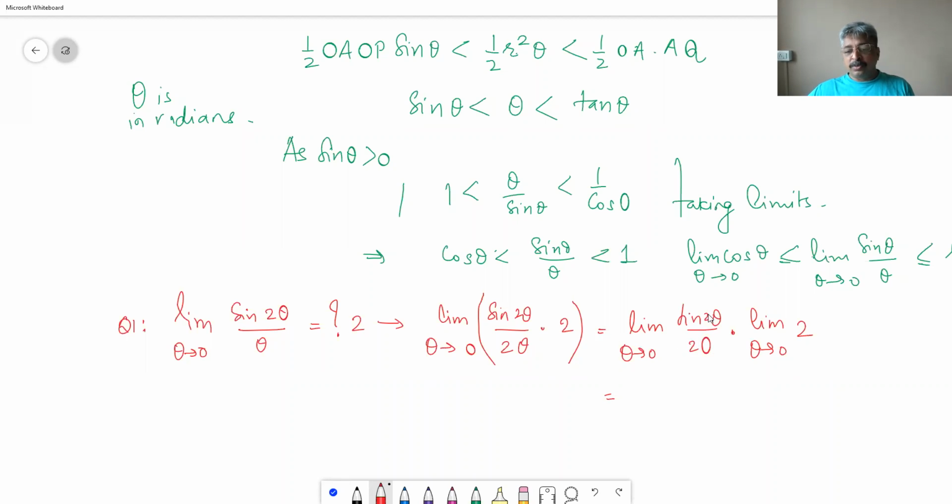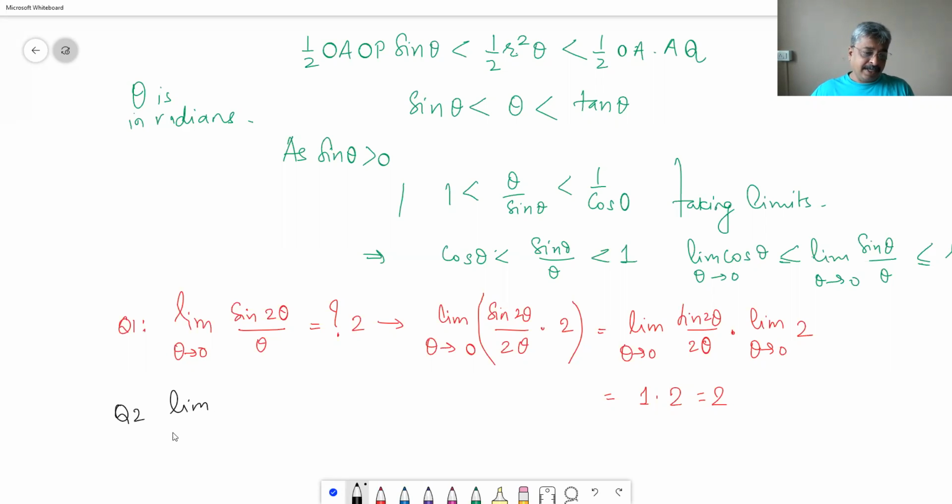And therefore now replacing 2 theta by alpha, we get sine alpha upon alpha as alpha goes to 0. You can do the change of variable, but this is very simple. Therefore, answer for this is 1 and answer for this is 2. Therefore, overall answer is... question 2.